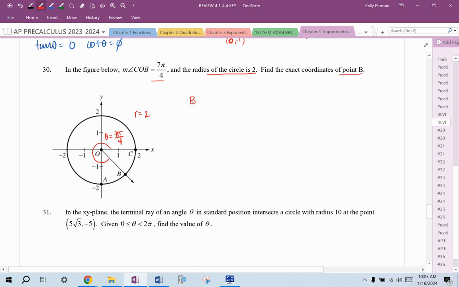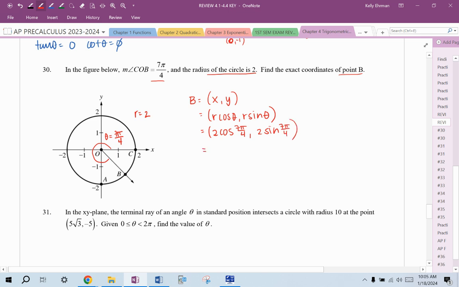So point B, remember, coordinates x, y can be calculated by r cosine theta, r sine theta. This is what the entire AP Classroom was based on. And some of you did well with this, and some of you need a bit of practice. So that's why I pulled this again. So 2 times the cosine of 7 pi over 4, and 2 times the sine of 7 pi over 4.